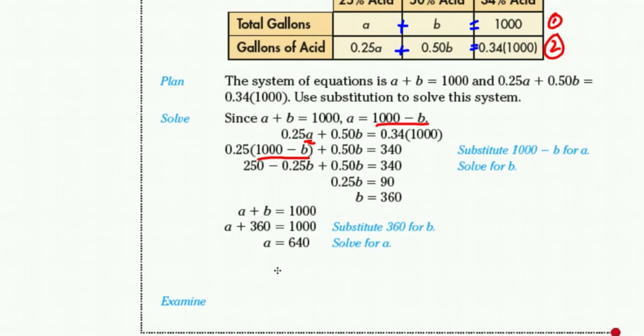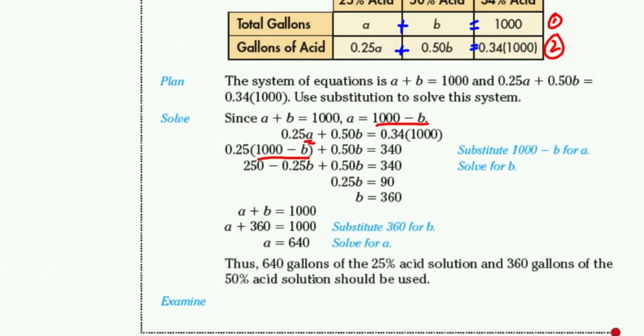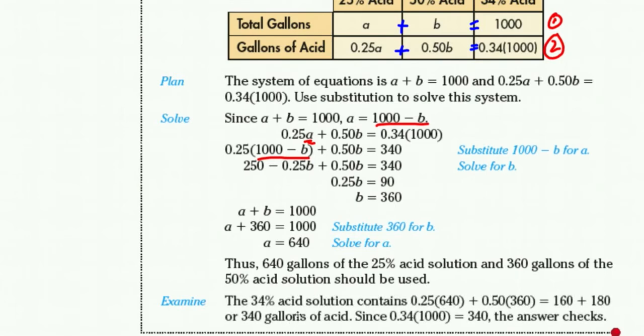Now we found the values of A and B, thus 640 gallons of 25% acid solution and 360 gallons of 50% acid solution should be used. And if you want to check our answer, the 34% acid solution contains 0.25 times 640, substituting A and B, plus 0.5 times 360, which is equal to 160 plus 180, or 340 gallons of acid. So the answer checks out.